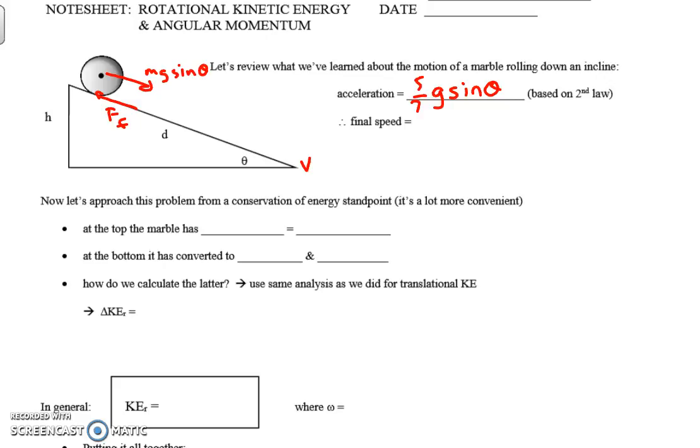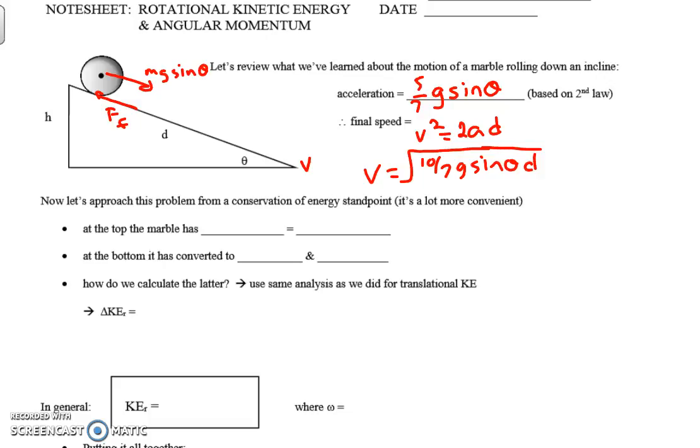And if we want to solve for the final speed, we know from kinematics that v squared equals the initial v squared, which is 0, plus twice the acceleration times the distance. So we substitute in and take the square root. We have v at the end is equal to radical 2 times 5/7, which is 10/7 g sine theta times d. That's all well and good, but if we were to have a different shape, solving for a again is a kind of a pain. It's long and tedious, and on top of that, if our ramp wasn't straight but curved, then we really couldn't use the second law approach, at least not easily.